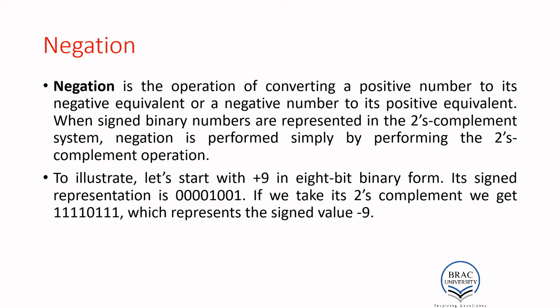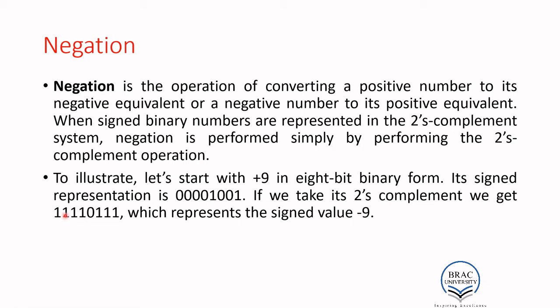Negation is the operation of converting a positive number to its negative equivalent, or a negative number to its positive equivalent. When signed binary numbers are represented in 2's complement, negation is performed simply by performing the 2's complement operation. To illustrate, let's start with plus 9. The 8-bit signed representation is 00001001. If we take the 2's complement, it becomes 11110111, which represents the signed value of minus 9.